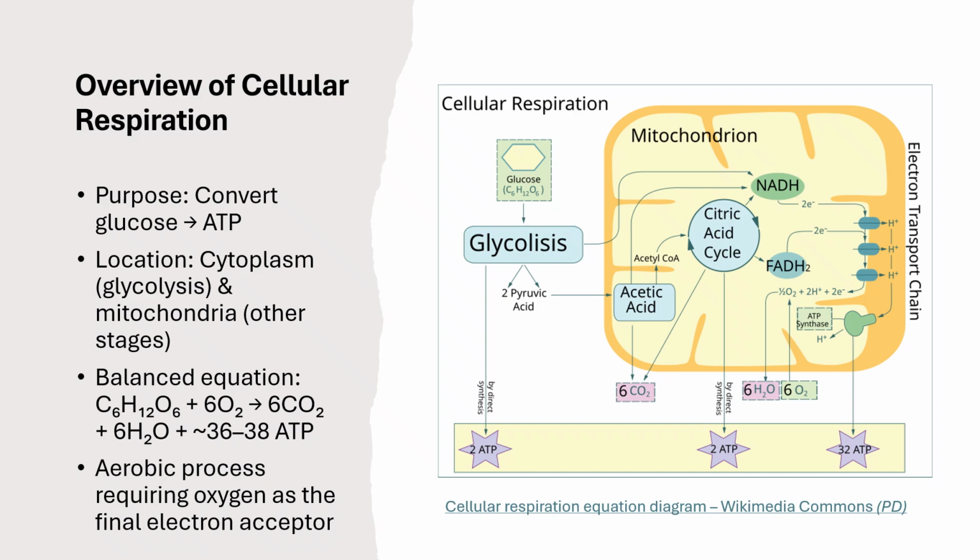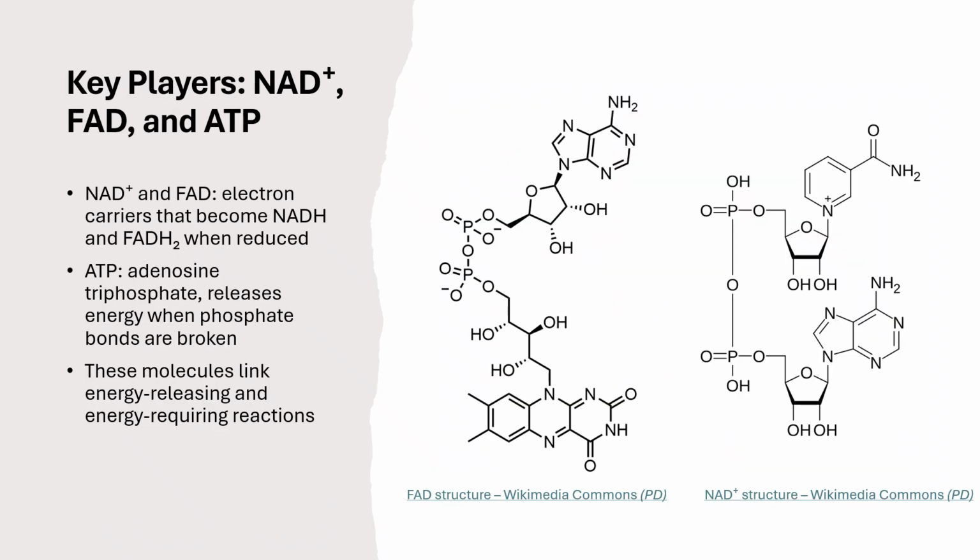Cellular respiration converts the chemical energy in glucose into ATP, the cell's usable energy currency, through a series of enzyme-controlled reactions. NAD+ and FAD shuttle high-energy electrons to the electron transport chain, where most ATP is made. ATP itself is the immediate energy source for cellular work.